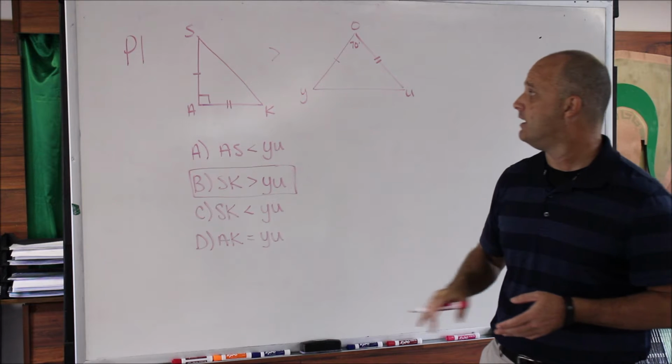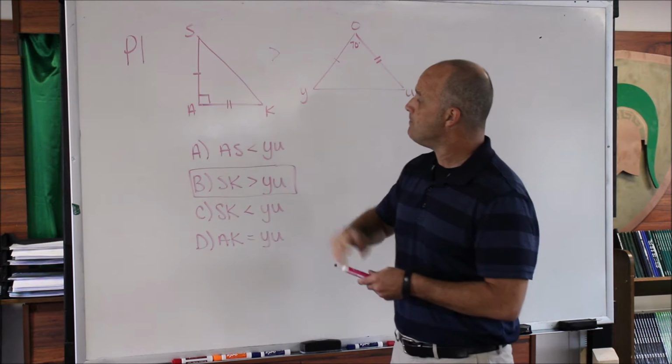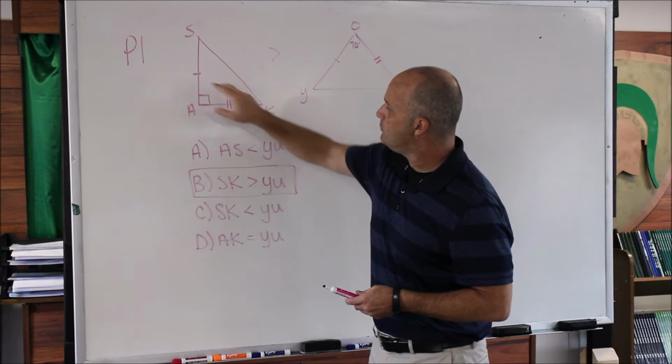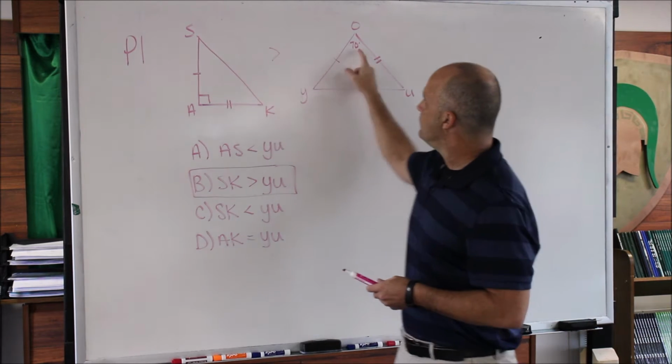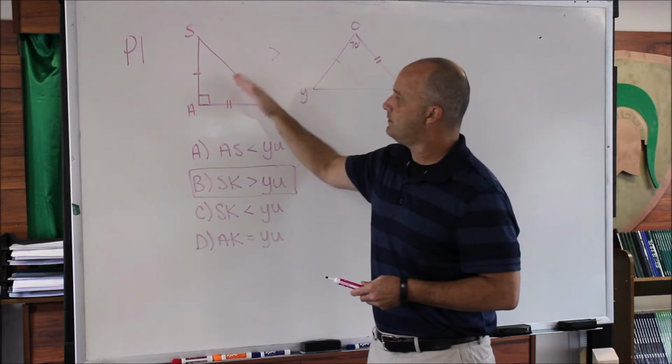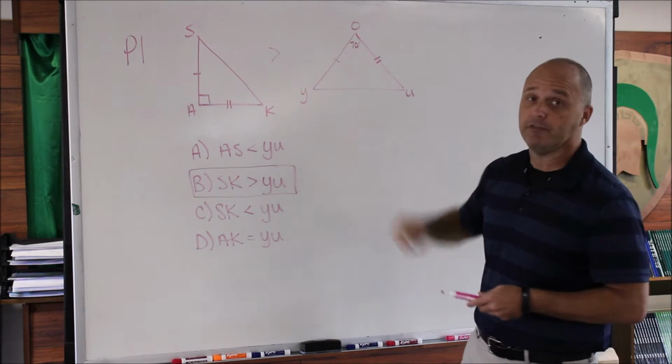And again, this is done because of hinge theorem. Since both of these two sides are congruent to these two sides, and this angle is larger than this angle, that means that this side has to be longer than this side.